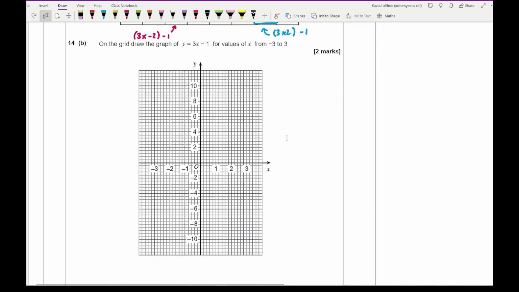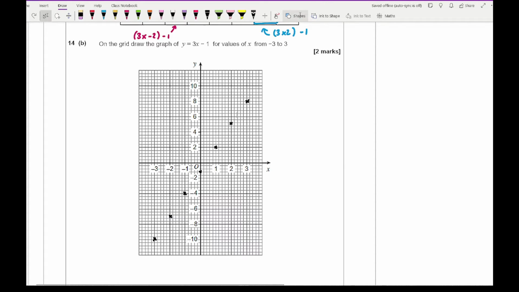So for the first one, we're looking at minus 3, minus 10 rather. So that's going to be here. Then we're looking at minus 2, minus 7, which is there. Minus 1, minus 4, which is there. Then at 0, it is minus 1, which is there. At 1, it is 2. At 2, it is 5. And at 3, it is 8. And again, that should be almost a perfect diagonal line.